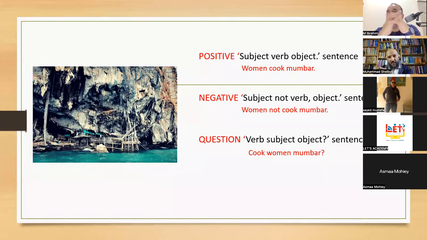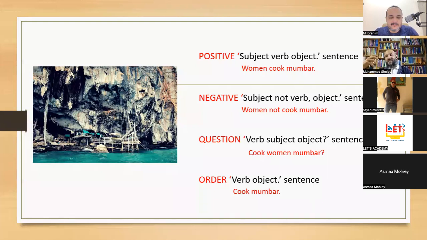And when that continued for a long time, women not cooking the mumbar for the men, the men started becoming harsh and they needed to give women orders. So now the sentence cook mumbar was born. They were given an order with the sentence pattern verb, object, with that tone of voice, right? So let's repeat again. English has 4 sentence types, and this is how English started. Positive: subject, verb, object. Negative: subject, not, verb, object. Question: verb, subject, object. And order: verb, object.